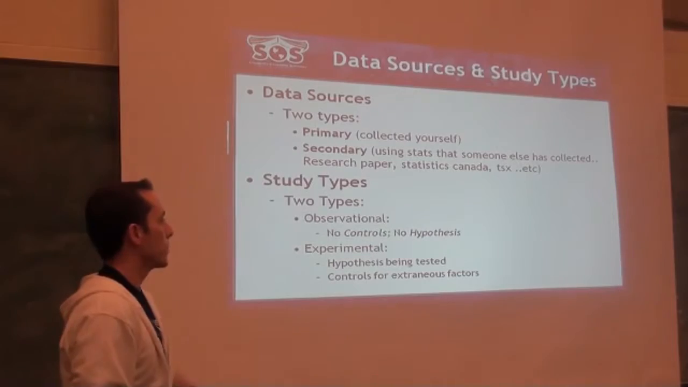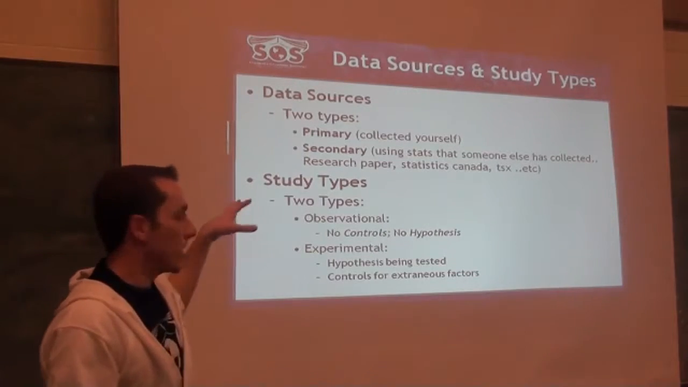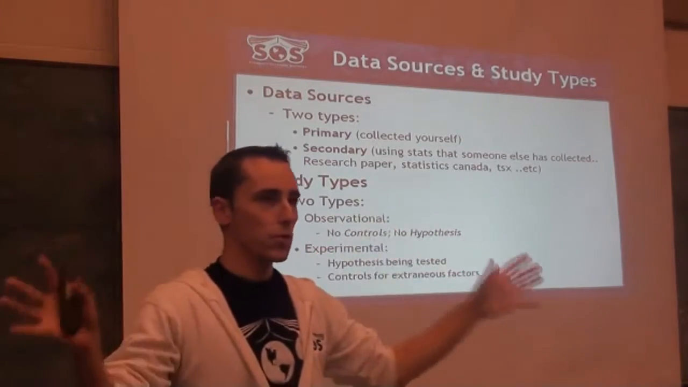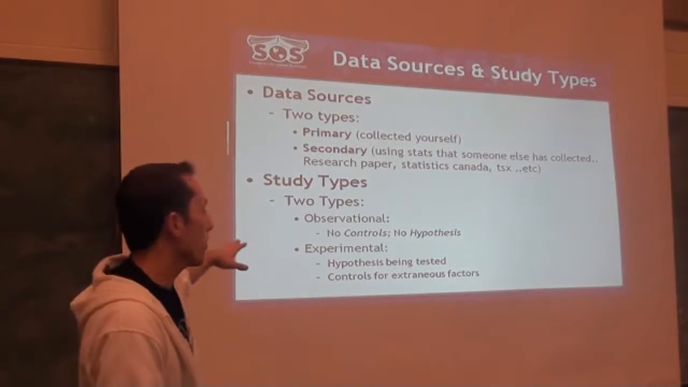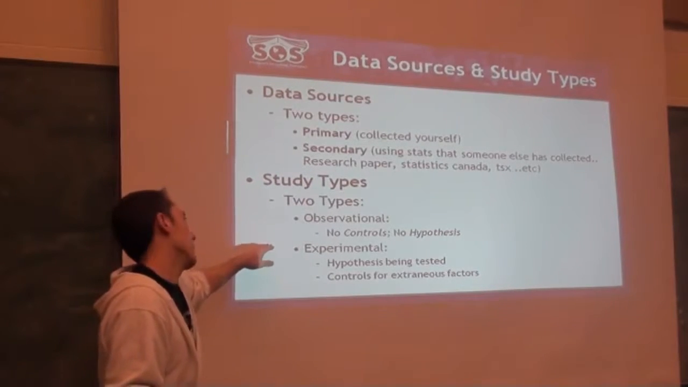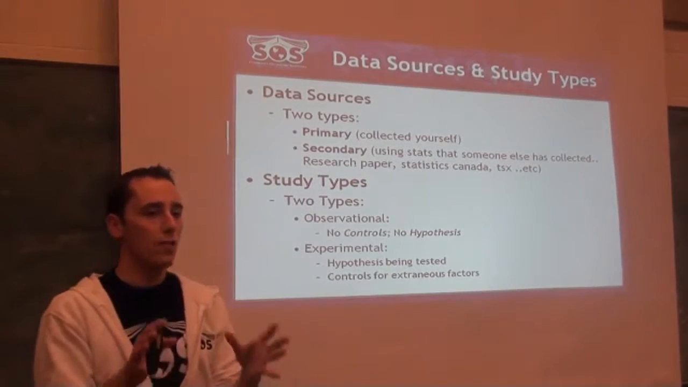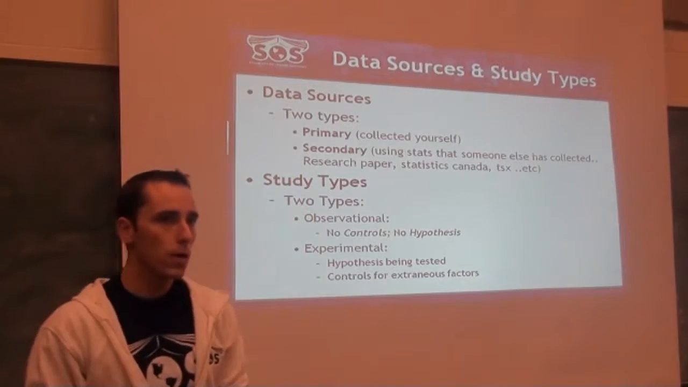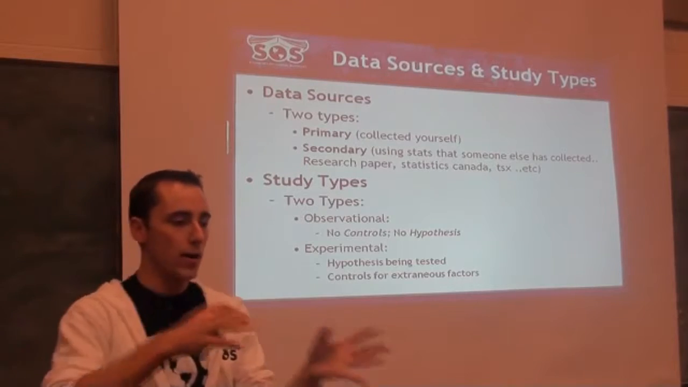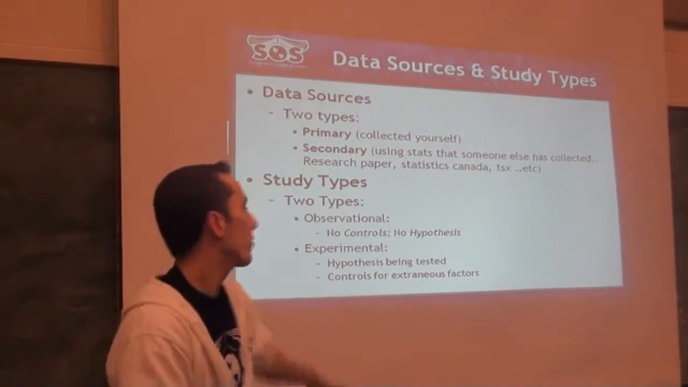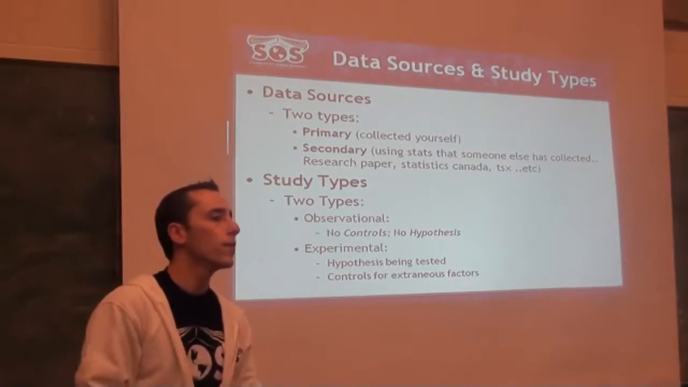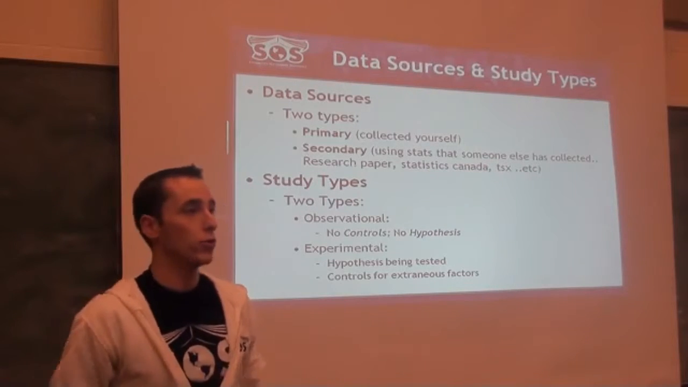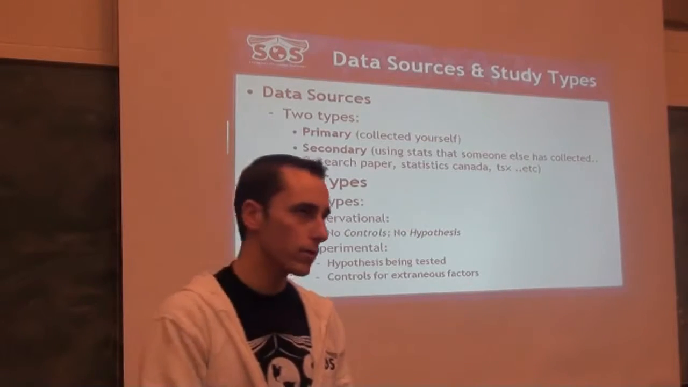And then there's 2 study types. You can observe, which has no controls, no hypothesis. You just observe people coming in and out. Or you do it experimentally, which is where you actually have hypotheses. You say, I think the students in York are all 19 years old. That's what I'm thinking, and I'll try to test if that's true or not. The first one is just, how old is everyone here at the university? And then you'll just go from there. So again, 2 different types.